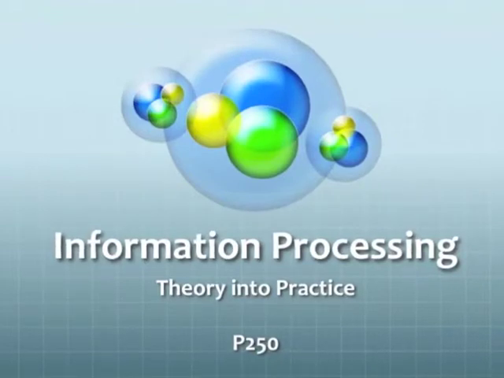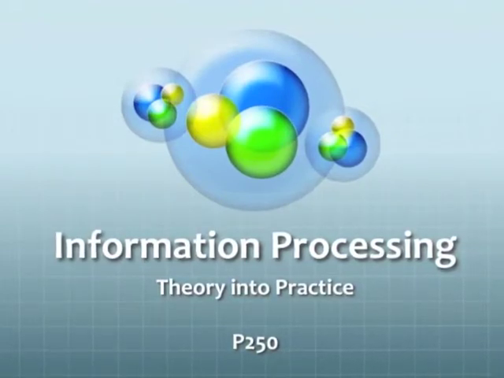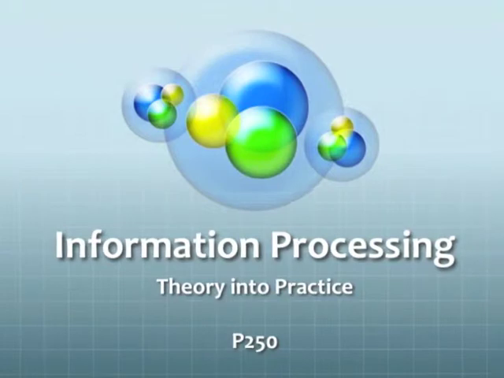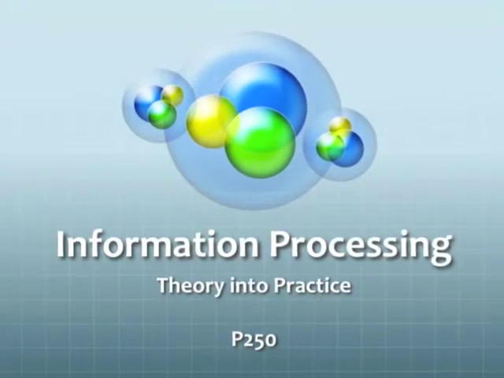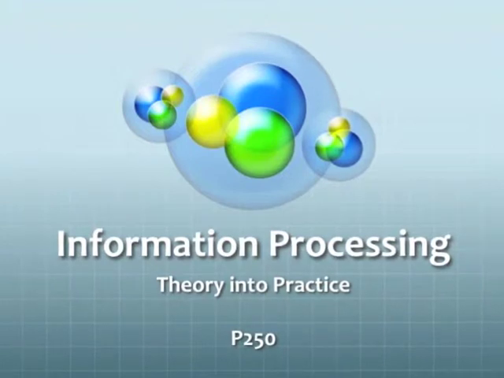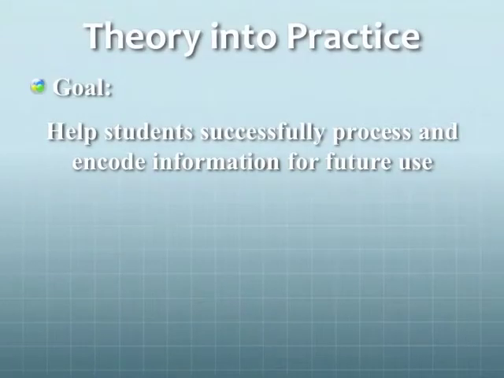Now that you've learned about the theory of information processing, let's talk about how you can use it in the classroom. How can you use this knowledge in an actual classroom with real kids? First, let's remember what the goal of information processing theory is: to help students successfully process and encode information for future use. In other words, get information stored in their brains and be able to use it again at some other time.